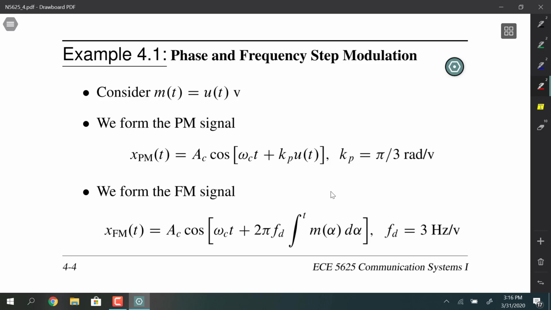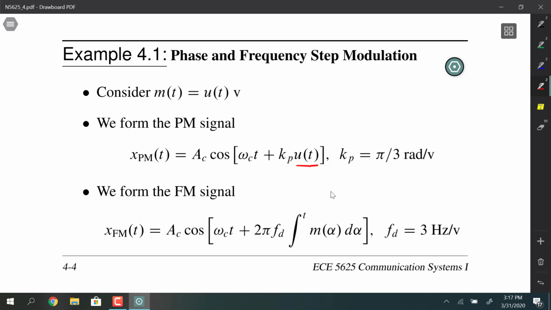So this was a quick example of phase modulation, where we're just modulating the carrier with a step. In this case, m of t is this step. We're just going to jump the phase at t equal to 0 seconds by pi over 3 radians.